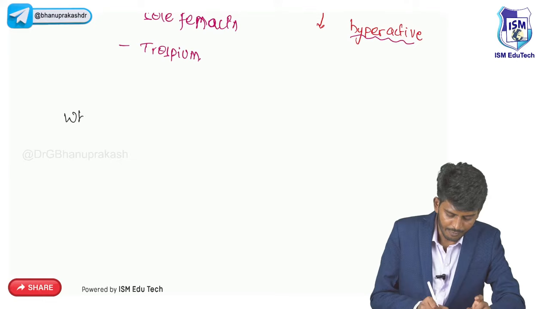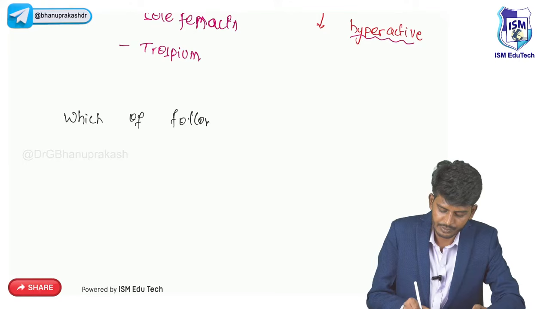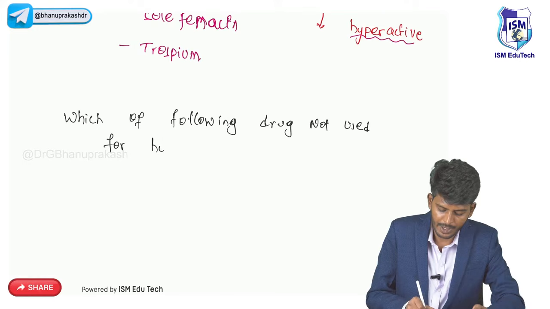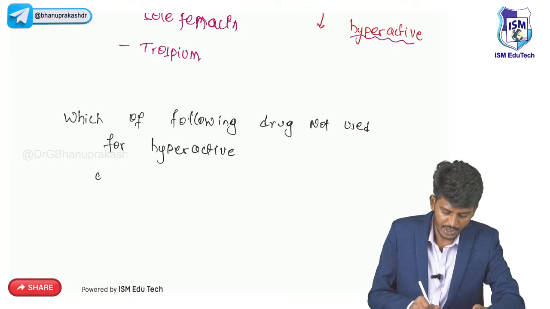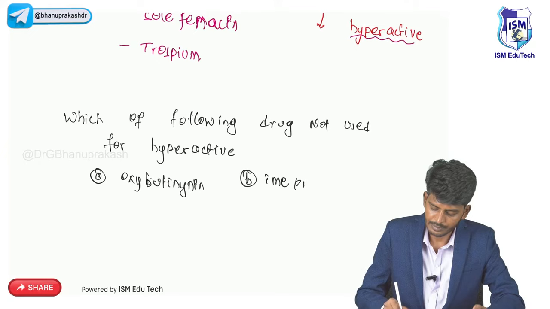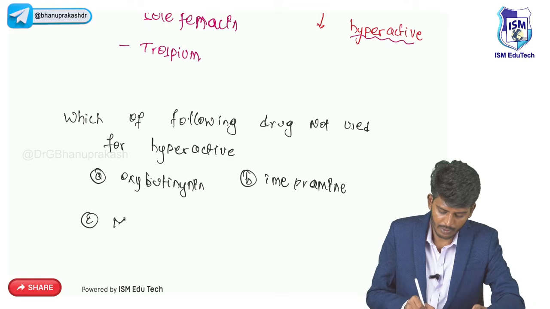Which of the following drugs is not used for hyperactive bladder? Option A, oxybutynin. Option B, imipramine. Option C, darifenacin. Option D, nortriptyline.